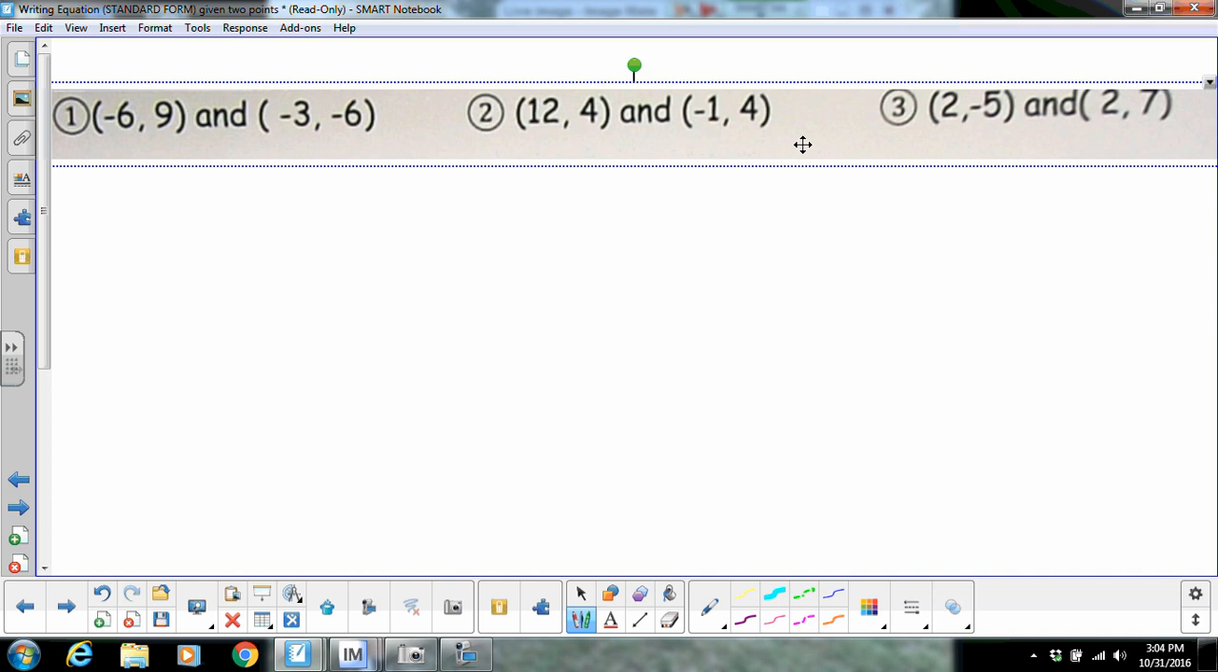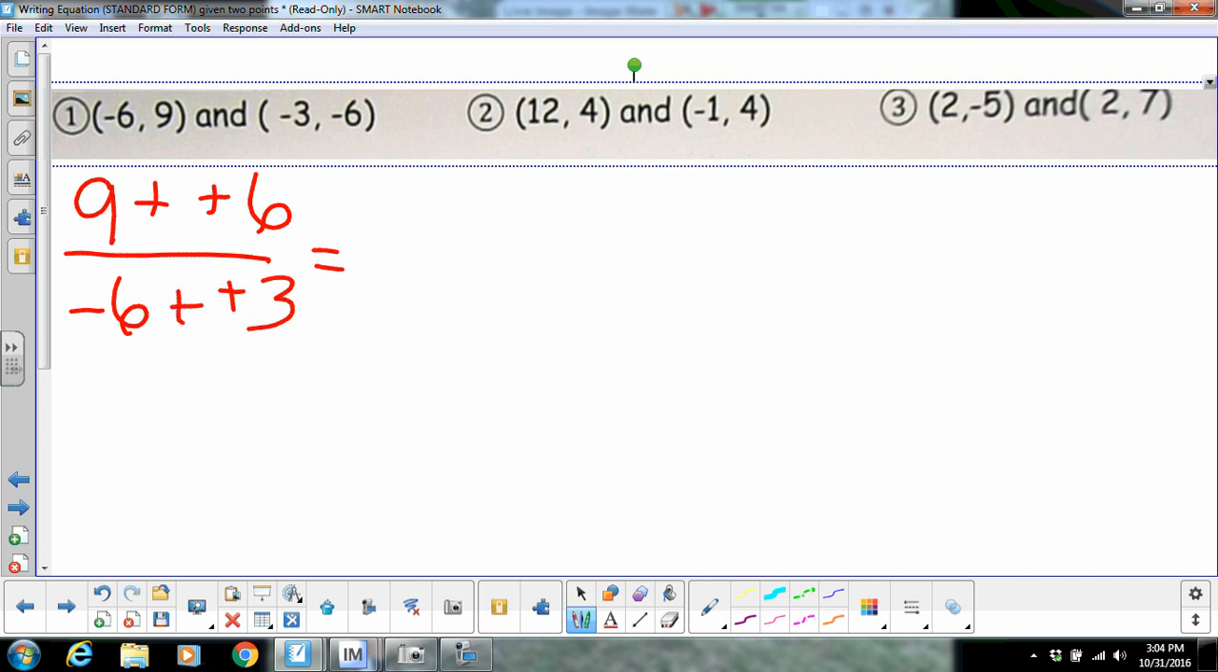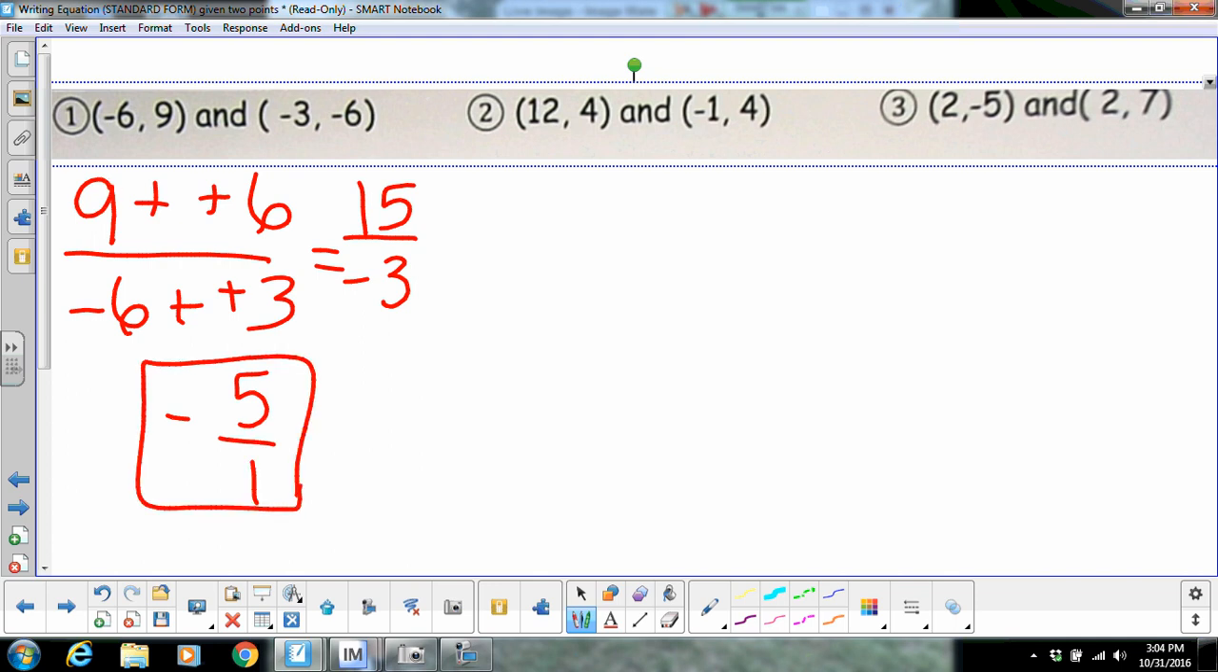Numbers 1 through 3 simply ask for you to find the slope. Okay, so remember, slope formula is just the y values subtracted from each other and x minus x as well. Simplify 9 minus 6, sorry, 9 plus 6 gives me 15, and negative 6 plus 3 gives me negative 3, which makes our slope negative 5 over 1, because we're going to graph soon. Make sure you have that 1.